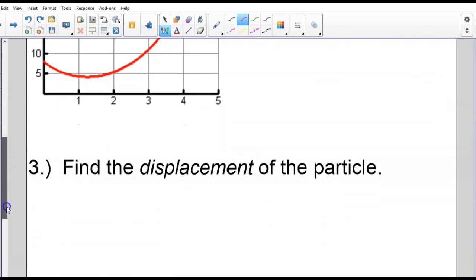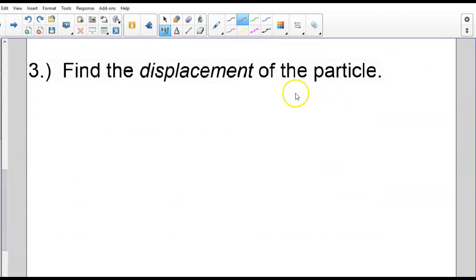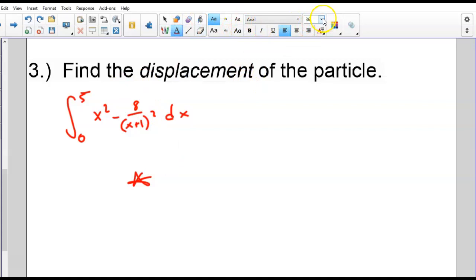All right, so what we've got to do here is find the displacement of the particle. Displacement means, again, in number 1, we assumed that it started at 9, right? Well, we're not assuming it anymore. So now when we do it, we don't need to add 9 anymore. You understand? All right. So y'all work that out real quick. Let me type for a second.